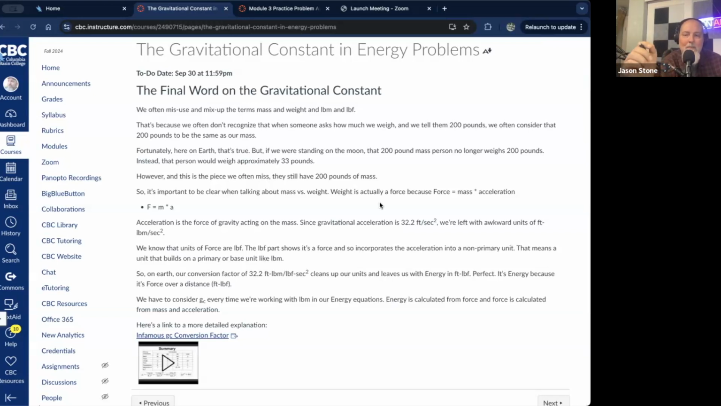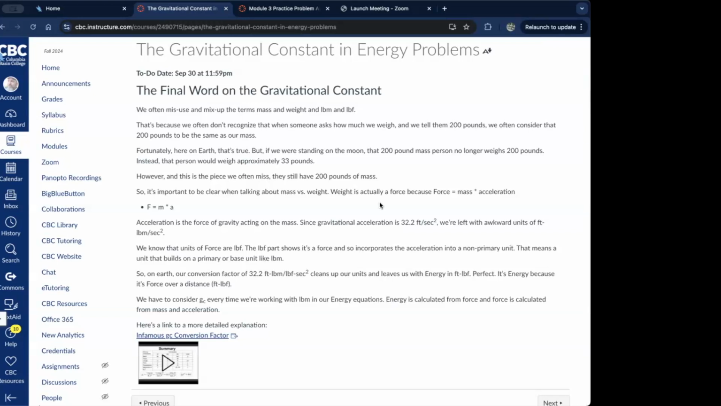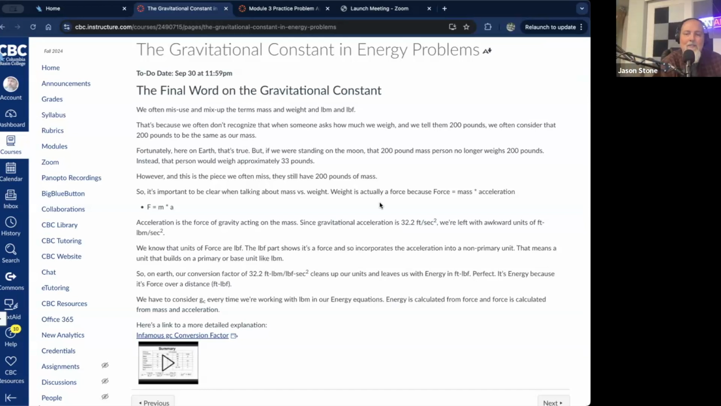Because force is mass times acceleration. So acceleration is the force of gravity acting on the mass. And since gravitational acceleration is 32.2 feet per second squared, that gives us awkward units of foot pounds mass per second squared. But units of force are pounds force, right? So they came up with the conversion to clean up the units.